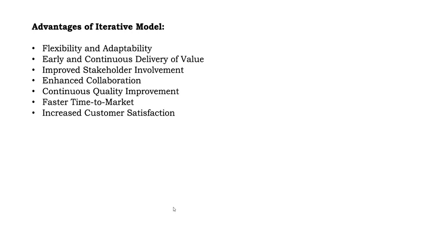And increased customer satisfaction, as it involves reviews and user feedback. That can help us accommodate those types of changes. With the help of this model, we can make sure that customer satisfaction is higher in this iterative model. So hope this makes sense. Hope you have understood what the iterative model is, what the key features of the iterative model are, and what the main advantages of using the iterative model are over other models like the V model and waterfall model.